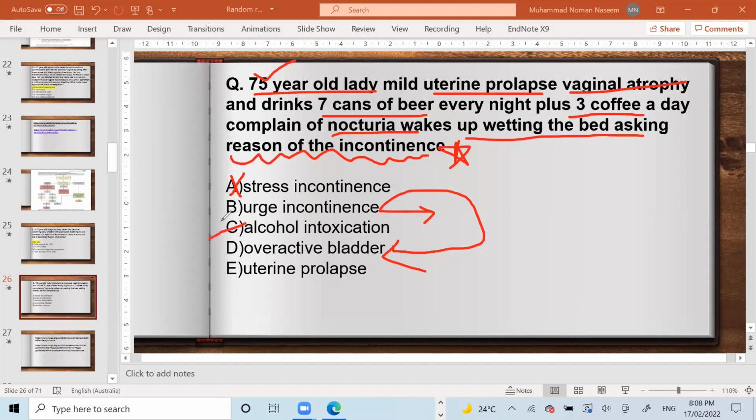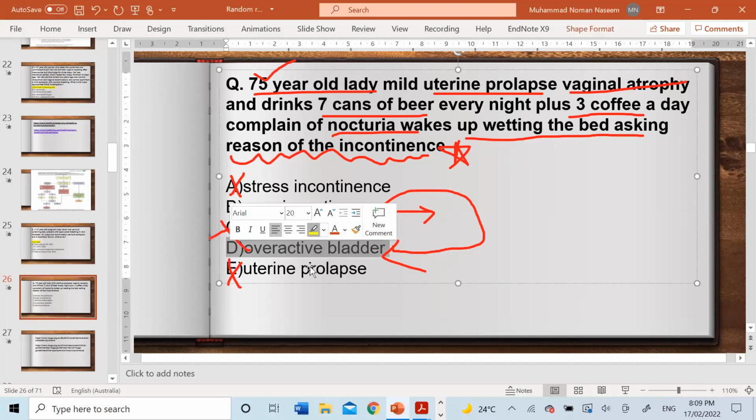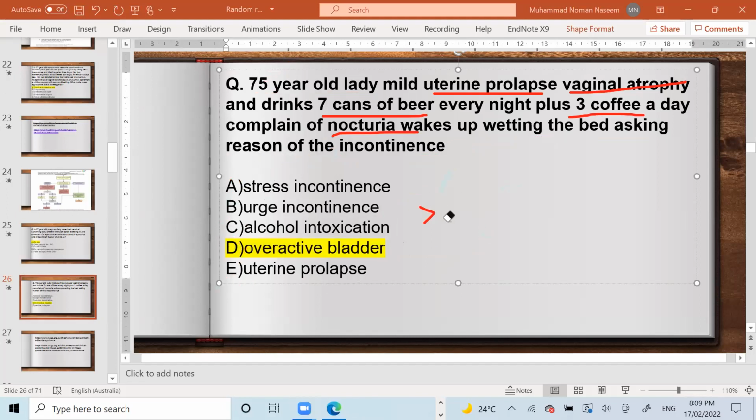Alcohol intoxication doesn't cause any incontinence. Uterine prolapse is mild. It's not disturbing her. It's not symptomatic. Uterine prolapse usually causes the stress incontinence, not the urge one, unless it is pushing on the bladder or irritating the bladder. So we know that if they ask you what is she having, what is the condition, you can answer it as urge incontinence. But if they are asking the reason or the pathology behind her condition, then go for the overactive bladder.